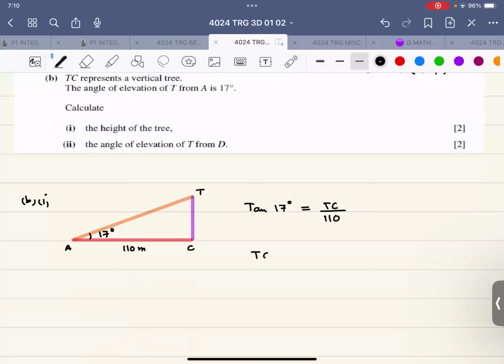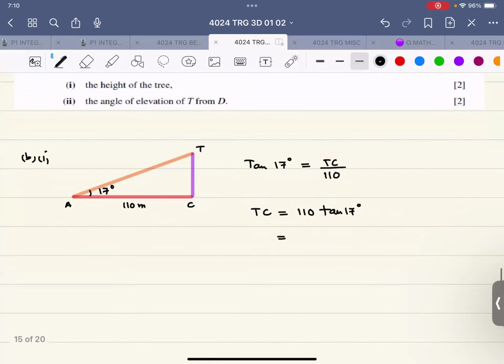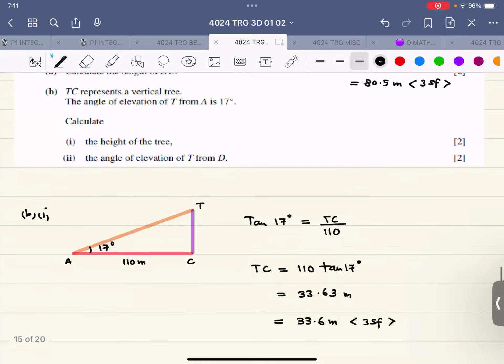Make a habit of first making the subject, that is 110 times tangent of 17 degrees. Then use the calculator altogether. You don't have to show tan 17 separately. So I'm writing in my calculator 17 and pressing the tan button and multiplying with 110. I'm using my mobile phone calculator. So this is 33.63 meters. Again, rounded off, 33.6 meters, correct to 3 significant figures. So that should be the habit.